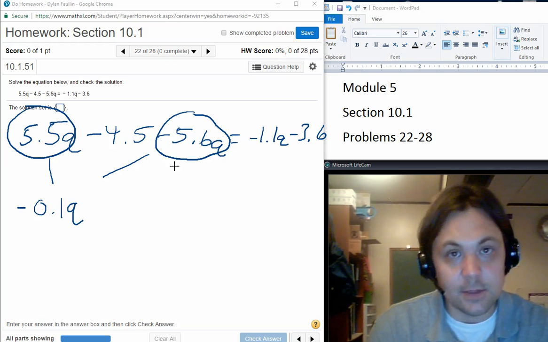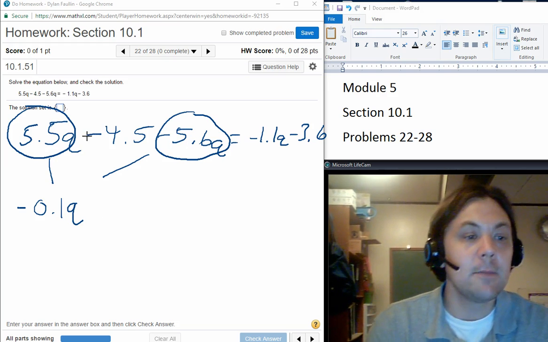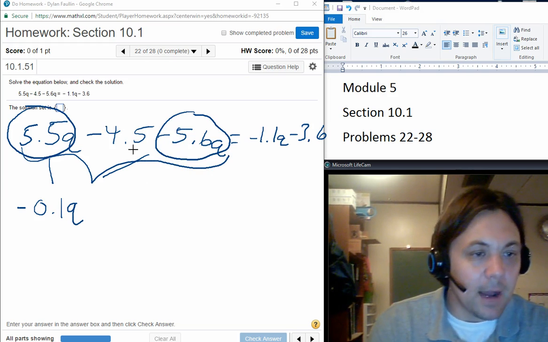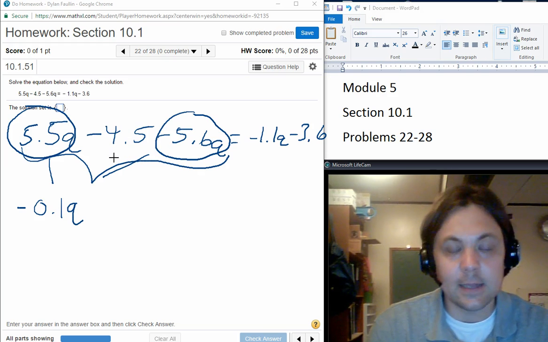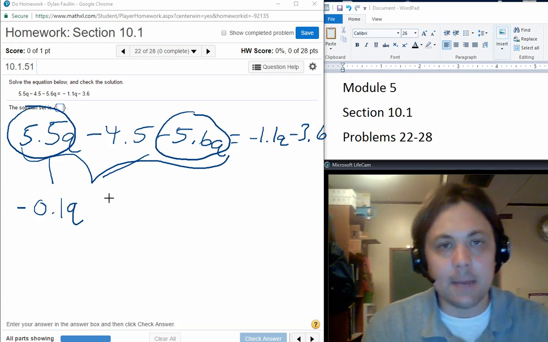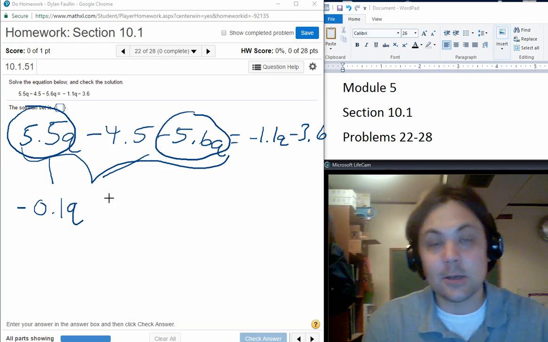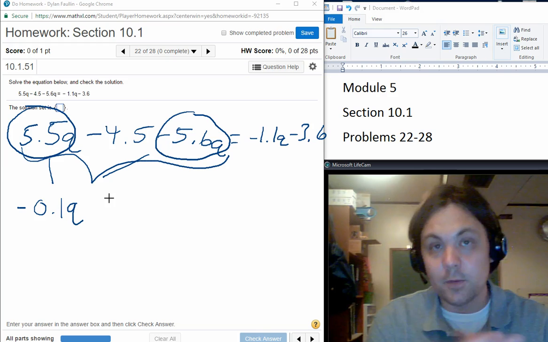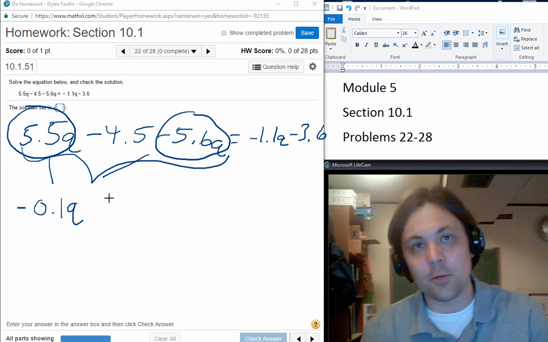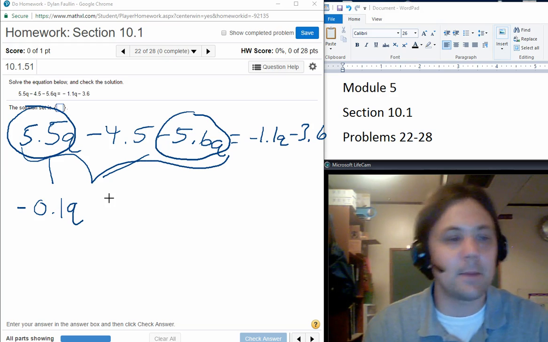What we don't have to do here is add the 5.6q over to the 5.5q, because they are both already on the left-hand side of this equation. So we can combine them together, just ignoring the negative 4.5 that's in the middle. What makes that possible is that these terms are commutative. They can be moved around and we can put them in whatever order we want. So the 5.5q and the minus 5.6q can be brought together. We're not going to bother writing that out, but that's the math behind it that makes that possible.